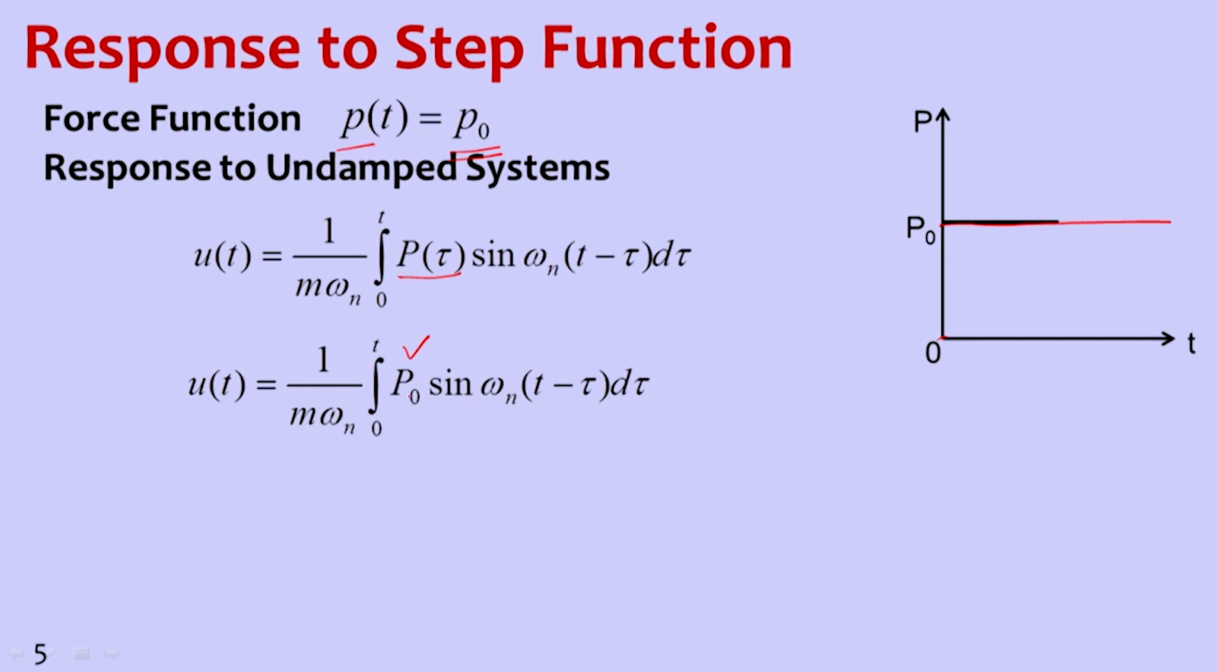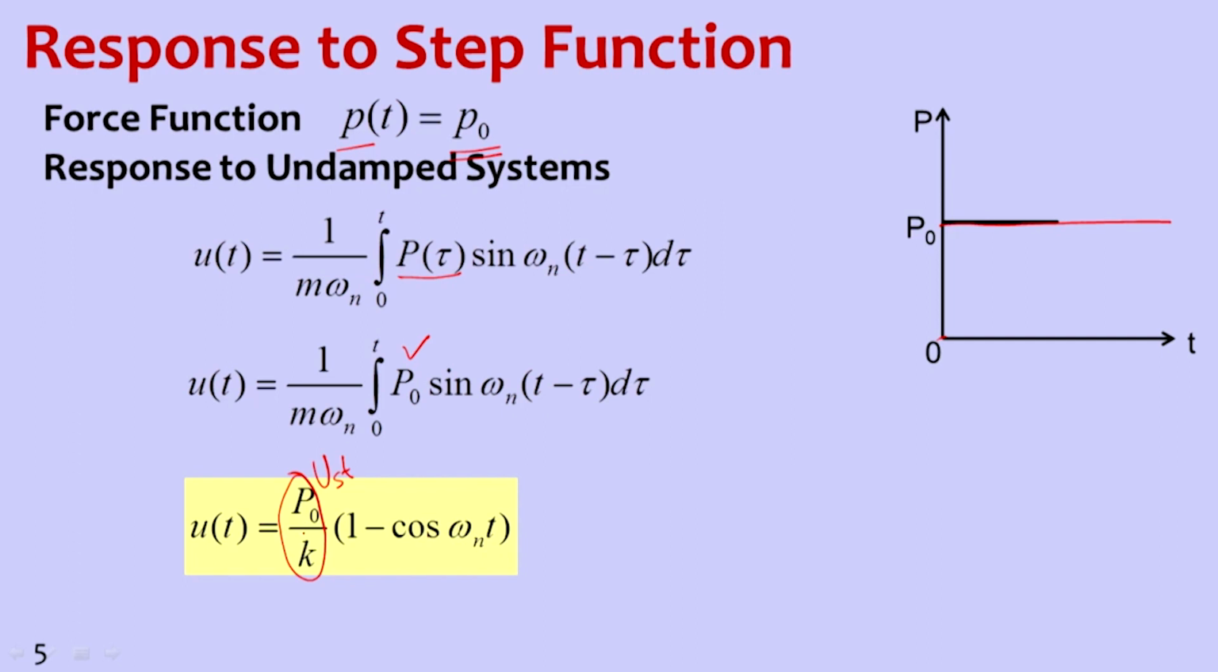Now we can evaluate this term. P0 is constant, so it comes out, leaving sin omega n (t minus tau) multiplied by d tau. If we integrate, expand and apply the limits, we get (1 minus cos omega n t) times P0 by k. What is this P0 by k? It is the static deflection u_st, at rest condition. When the force acts on the body at rest, P0 by k is the deflection.